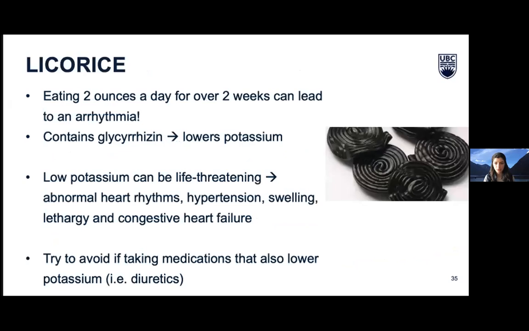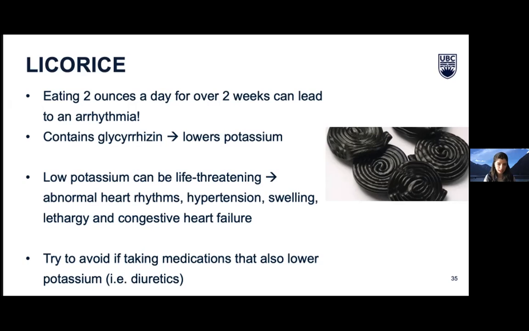Another odd but important example to be aware of is black licorice. The FDA apparently issues a warning prior to Halloween every year that if you're over the age of 40, eating 2 ounces of black licorice a day for at least 2 weeks could lead to an arrhythmia or a weird heart rhythm. It contains an active ingredient called glycyrrhizine, which can cause low potassium or hypokalemia.